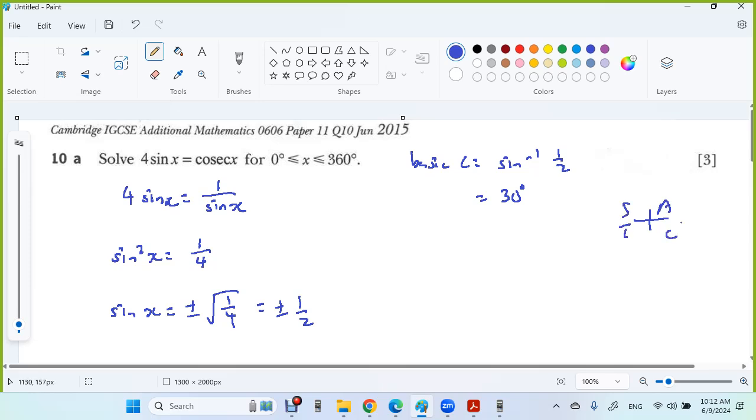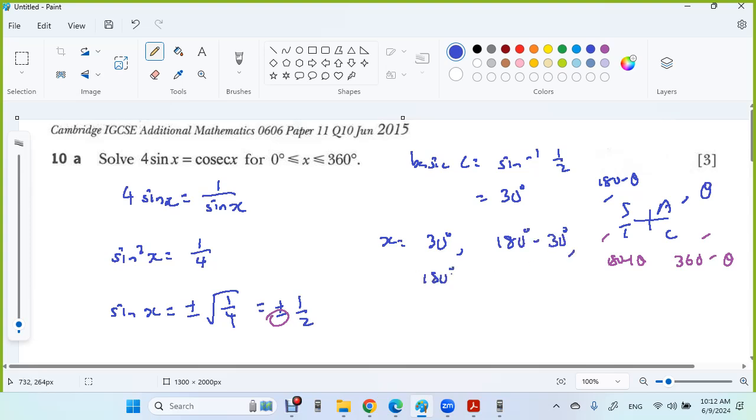And we have the ASTC. Sine positive will be the first quadrant and the second quadrant, and sine negative will be the fourth quadrant and the third quadrant, 180 plus theta and 360 minus theta. So x will be 30 degrees, 180 minus 30, 180 plus 30, 360 minus 30. So x will be 30 degrees, 150 degrees, 210 degrees and 330 degrees.